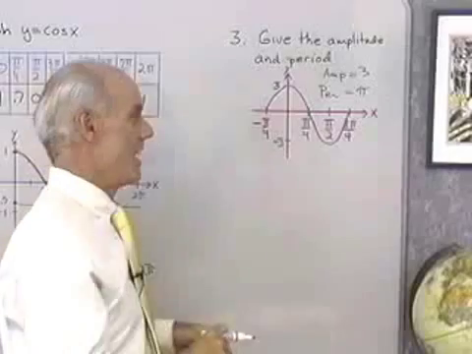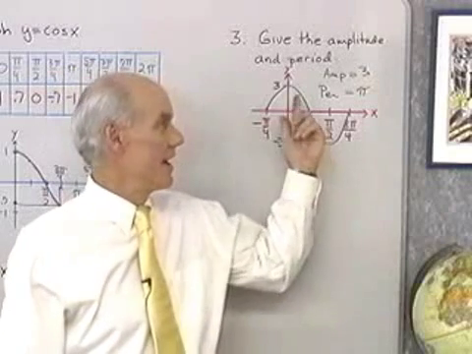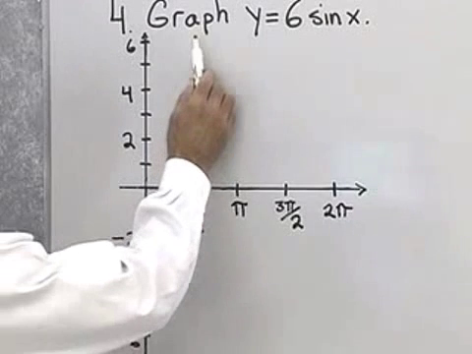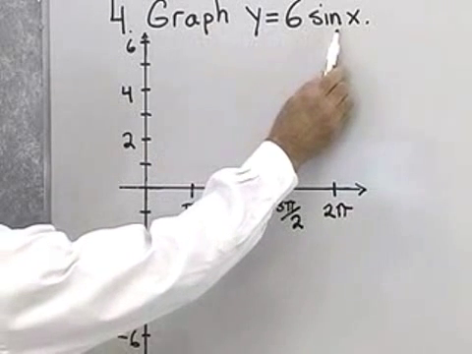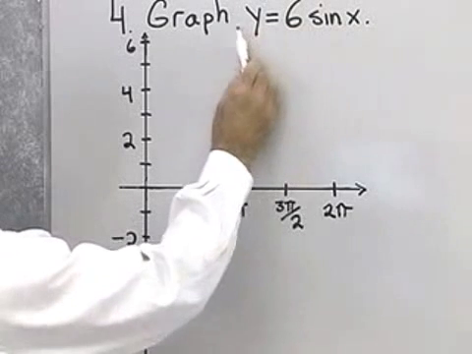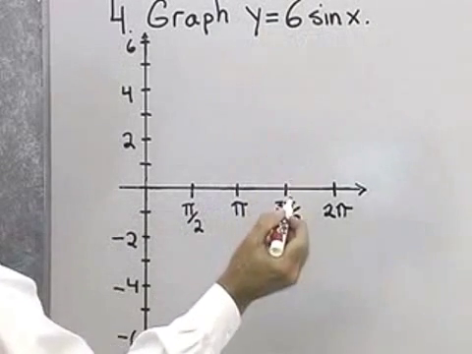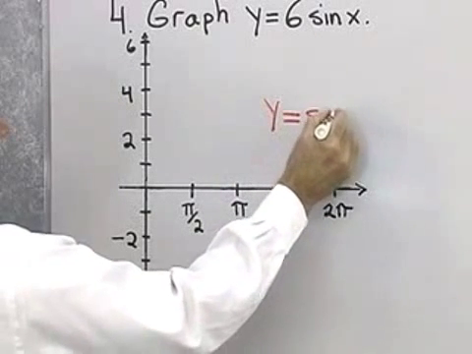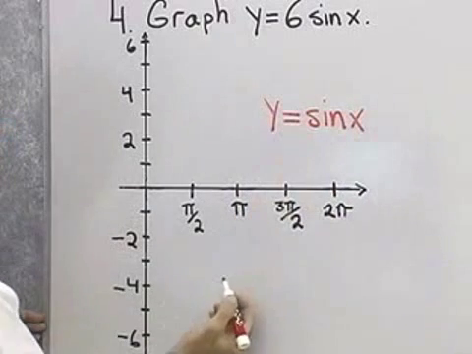So that graph has a period of pi and an amplitude of 3. I'm going to walk over to the board now and work another problem. Here we have the graph y equals 6 sine x, and I notice this coefficient 6 is going to change the amplitude of this graph from the graph of y equals sine x. So I'm going to begin by just sketching the graph real quickly of y equals sine x.